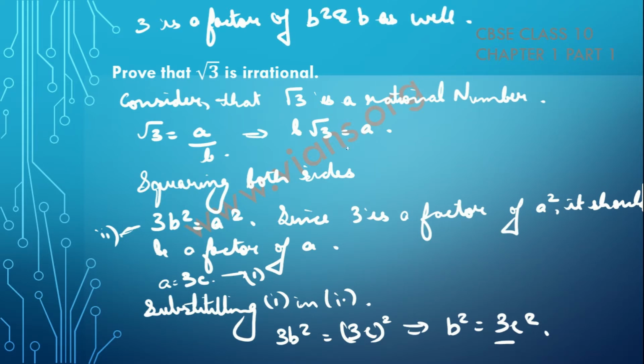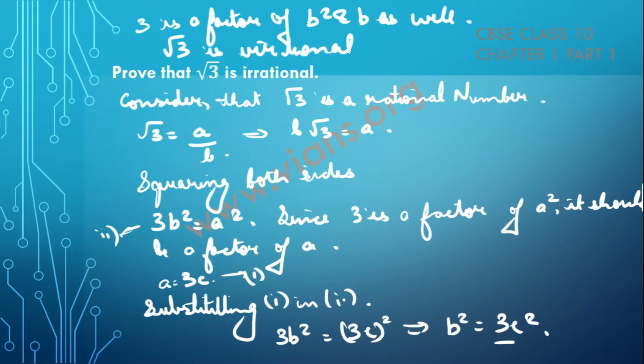But what did we assume initially? That root 3 is a rational number, wherein root 3 is equal to a by b, where b is not equal to 0, and a by b have only one factor, that's 1, in common. So a by b is in simplest form. That's how it would be a rational number. But it has now 3 which is in common. And that's basically because our initial assumption was wrong. That is, root 3 is not a rational number. So root 3 is irrational.